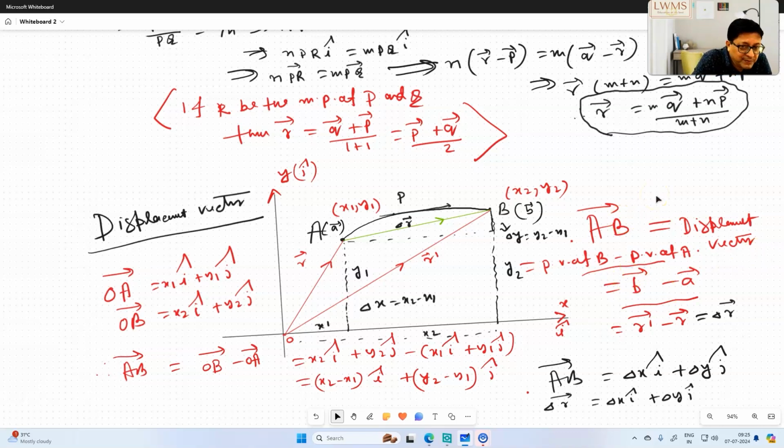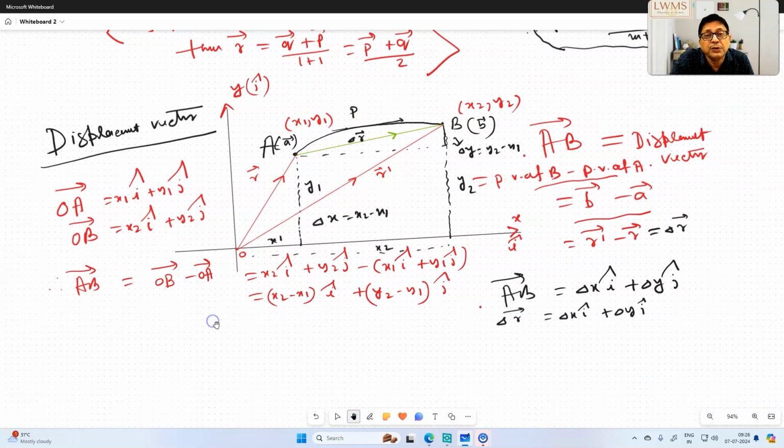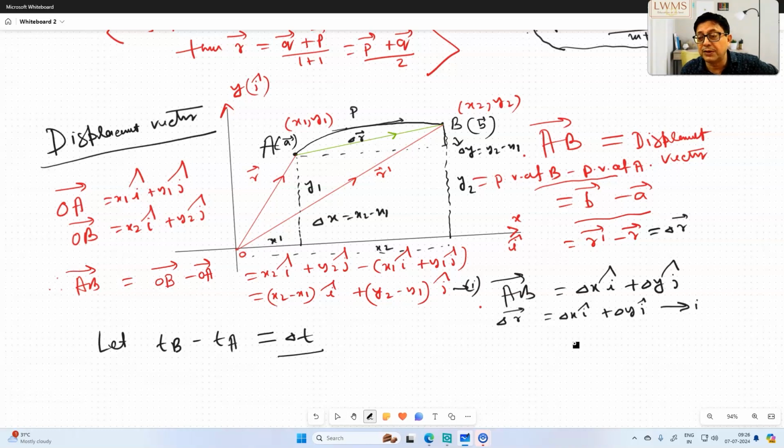Displacement vector, position vector, section formula, all these things. Now, if somebody has asked you this question, you have defined displacement vector. Is it possible to define velocity vector there? And what is the direction of velocity vector? Of course, we can find. You just assume that, like changes in x and y, the time taken to go from A to B be delta t. Okay, delta t change of time, that is t2 minus t1, tb minus ta, whatever you say.